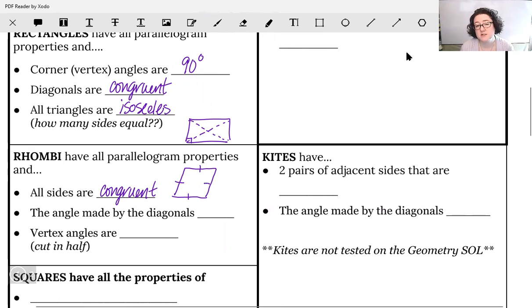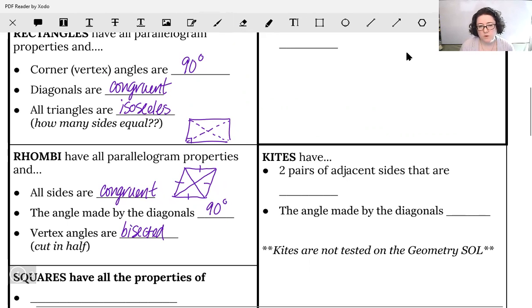When we draw in our diagonals, and again, if I did a decent job of drawing this rhombus, what kind of angle does it look like those diagonals come together to make at the center? 90 degrees. Also, your vertex angles are always going to be cut in half. So your vertex angles are going to be bisected. Again, that doesn't happen in a normal parallelogram, only with a rhombus or anything that can be considered a rhombus.